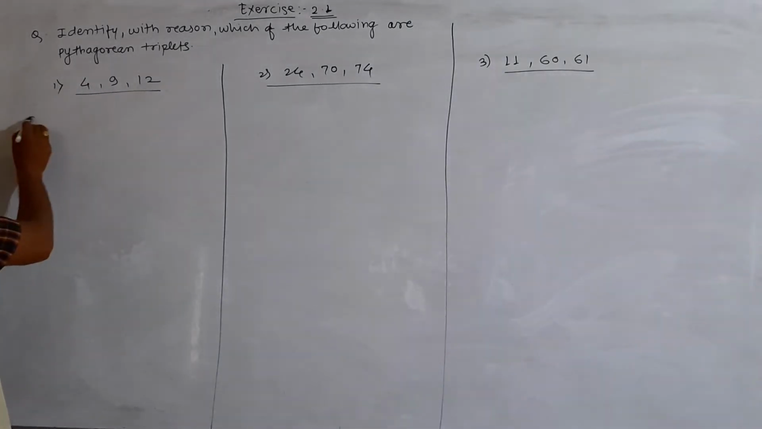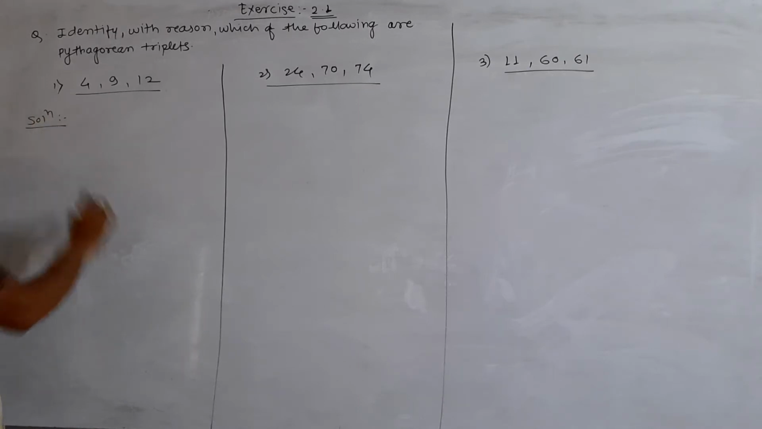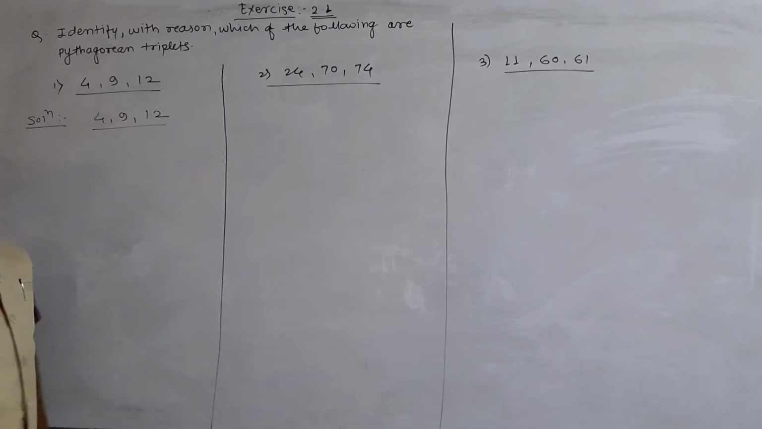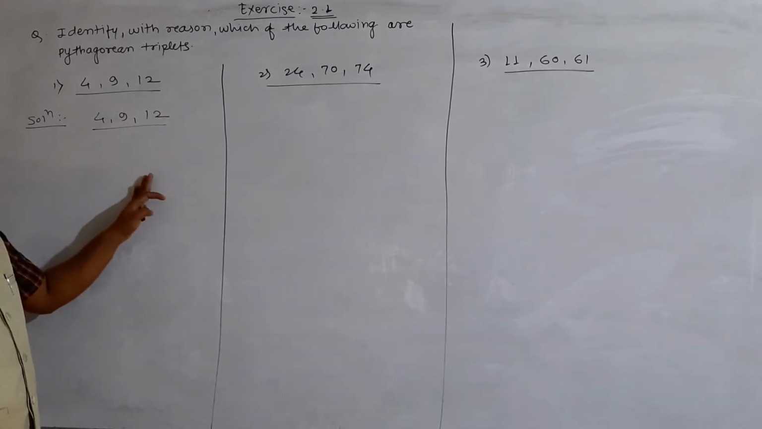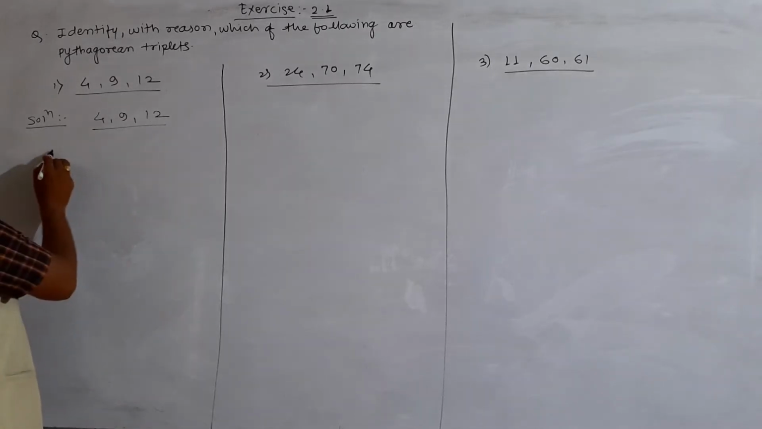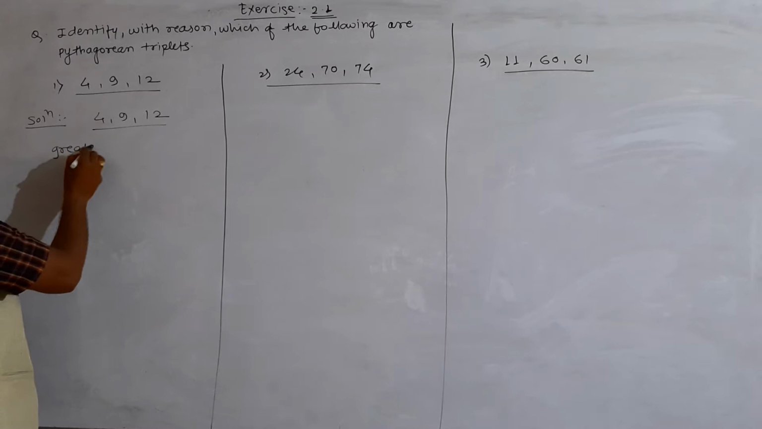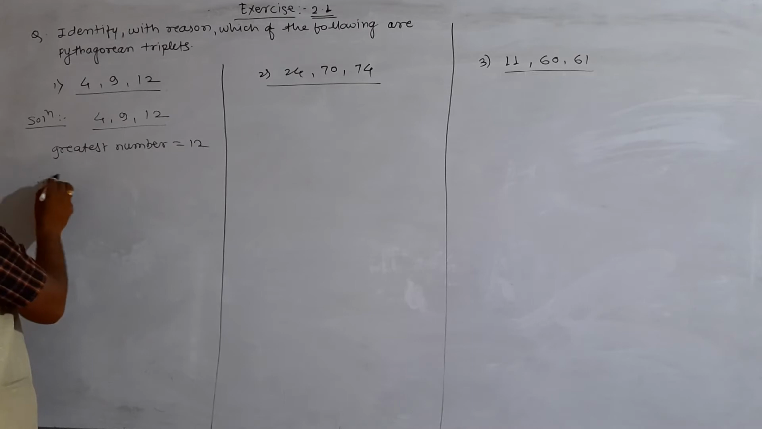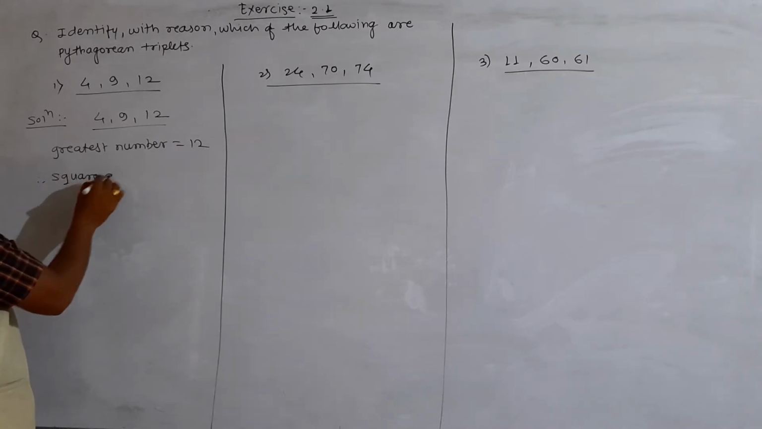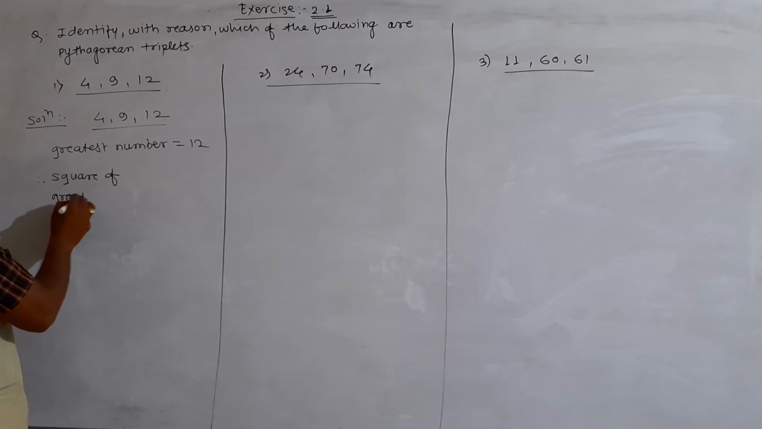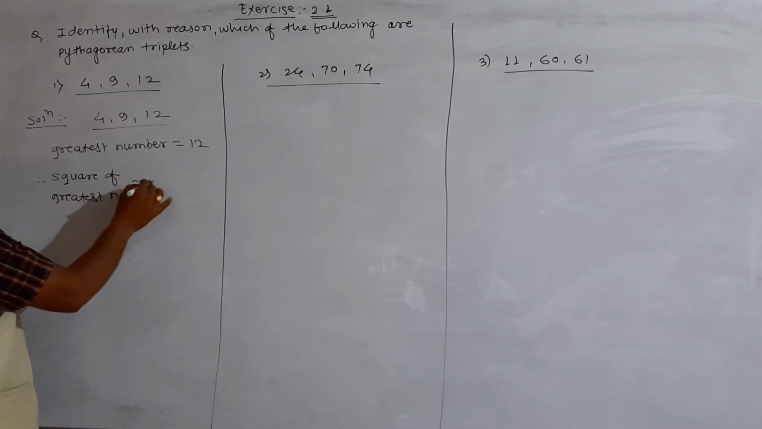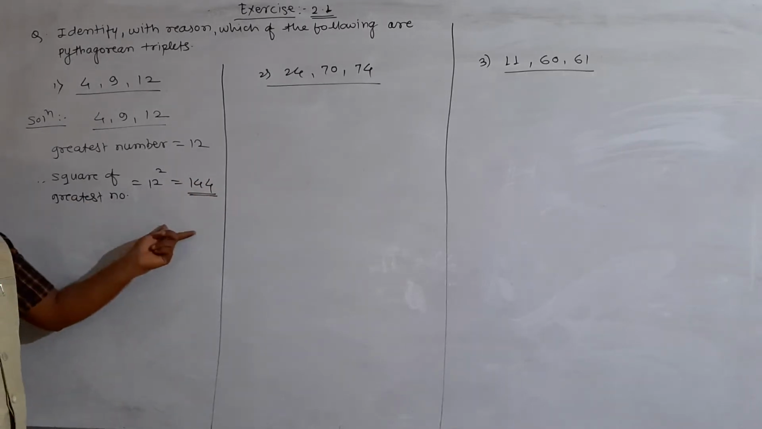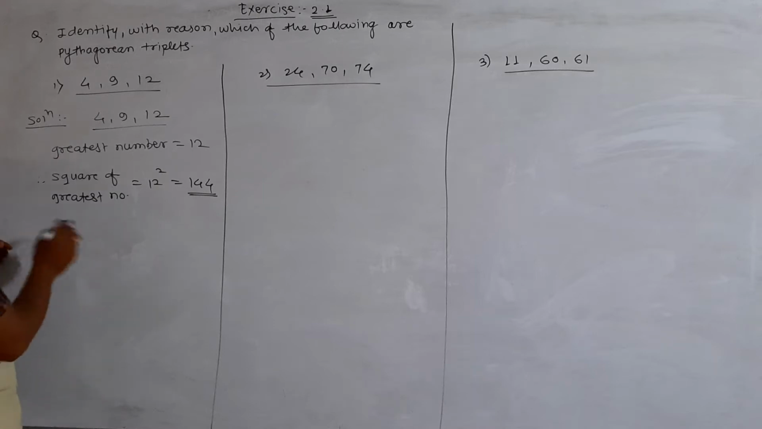We are given three numbers here: 4, 9 and 12. This is a triplet of natural numbers. Which is the greatest number among these three? 12. So the greatest number is 12, and the square of the greatest number is 12 square, which is 144.